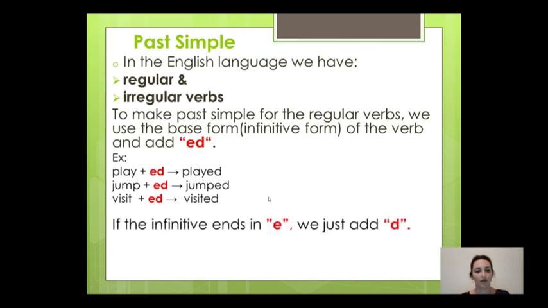Okay, let's move on. If the infinitive ends in e, we just add d. For example, like, it ends in e, and now we just use d from the suffix, thus getting liked. Or phone, it also ends in e, getting d from the suffix, and now we have constructed the past tense of phone, which is phoned.